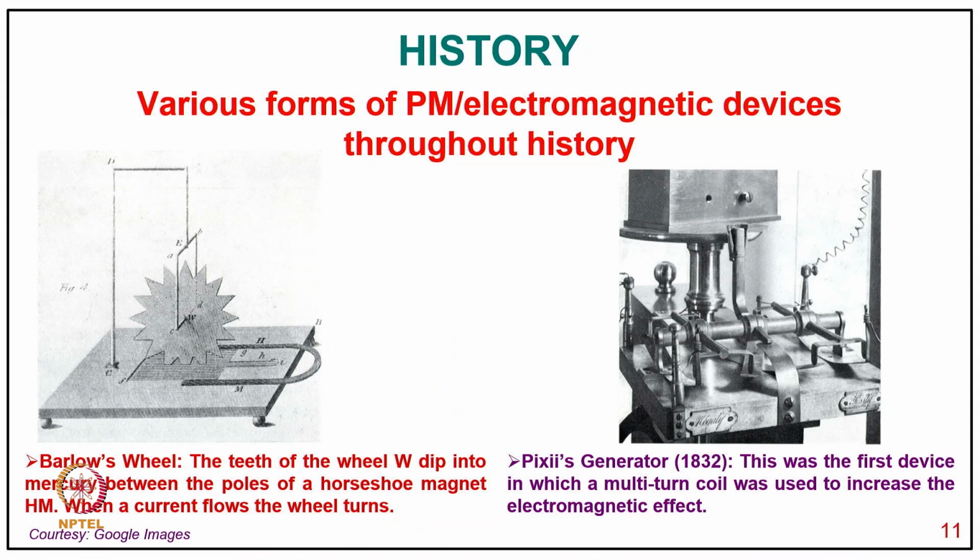And now coming to various forms of permanent magnet or electromagnetic devices through history. Here is a typical example on the left side, the Barlow wheel, where the teeth of the wheel W dip into the mercury between the poles of a horseshoe magnet, and current flows through the wheel. And of course, on the right side, the Pixii generator which was built in 1832. This was the first device in which a multi-turn coil was used to increase the electromagnetic effect.